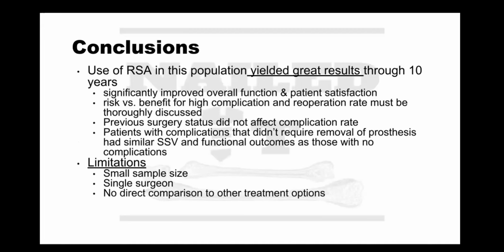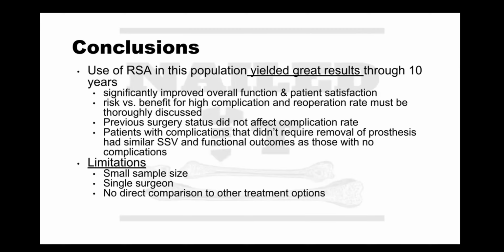Conclusions for this study: they gathered based off their data that the use of the RSA in this population, a population younger than 64, actually provided great long-term results through 10 years. It provided significantly improved overall function and patient satisfaction that was previously not seen in the literature. It also provided data showing that previous surgery status did not affect the complication rate nor the outcomes of the patient's subjective and Constant scores for their prosthesis.